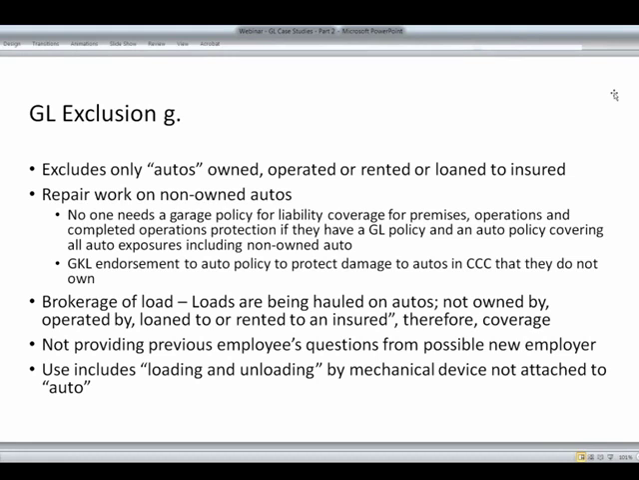The only thing that's not covered is test driving a vehicle and or picking up and delivering of a vehicle. Also, the garagekeeper's liability for having the vehicle in their possession is also not covered. Those can be written on a general liability policy, but everything the garage does other than test driving a non-owned auto is covered under the general liability policy.